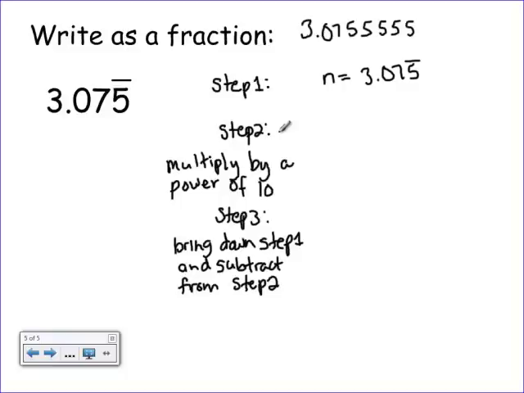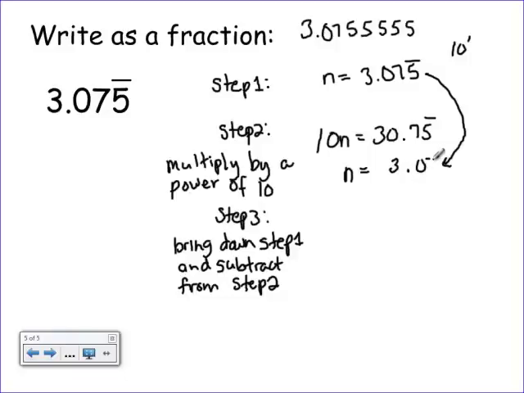Step 2, I got to multiply by a power of 10. Well, how many numbers are repeating up here? Just 1. So I'm going to multiply by 10 to the 1st power, which is 10. All right, I'll multiply n by 10, and I'll multiply this side by 10, so that means I move the decimal place over once. Step 3, bring down step 1 and subtract. I'm going to bring it down, n equals, I'm going to line up my decimals, 3.075 repeating.